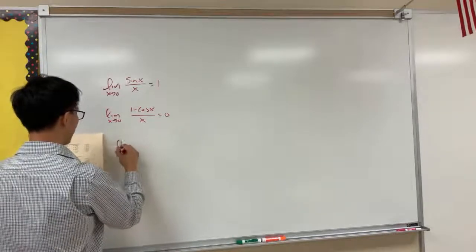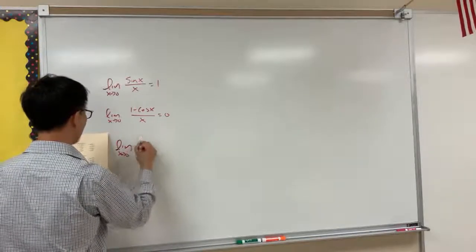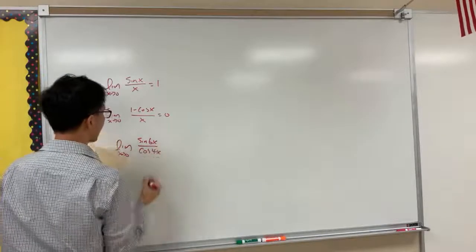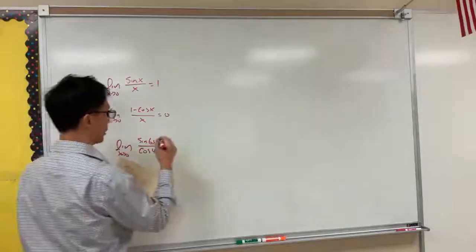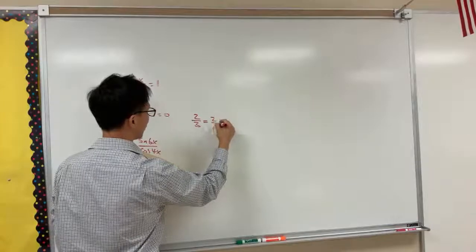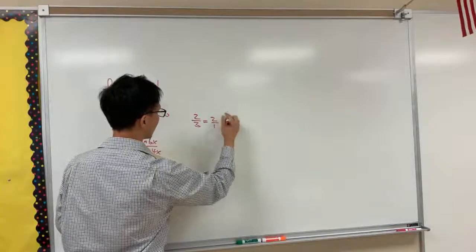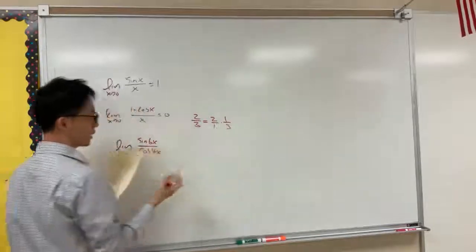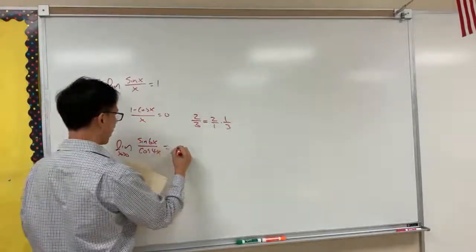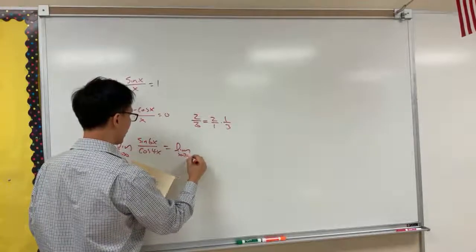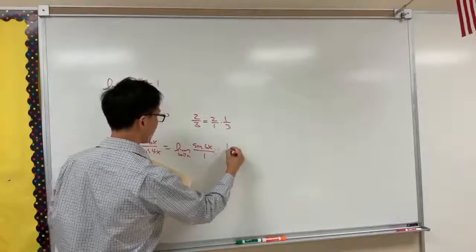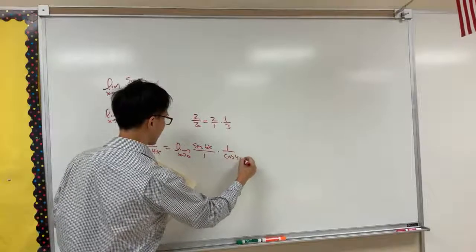I'll go over the limit as x approaches 0 of sine of 6x over cosine of 4x. So I'm going to show you simple math. Let's say 2 over 3. You can write it as 2 over 1 times 1 over 3. So those are the things that you can break down mathematically. That kind of makes sense. So I will break this down to the limit as x approaches 0 of sine of 6x over 1 times cosine of 4x. Okay?